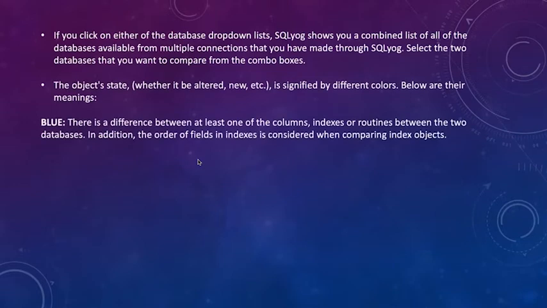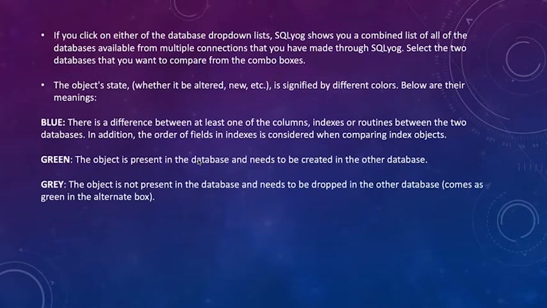Now, these are the options for blue, green, gray, and black. As I mentioned before, what is black and what is gray? It was something that is signified in the previous image. If there is a difference between at least one of the columns, then it's blue. If the object is present in the database and needs to be created in the other database, it's in green. If the object is not present in the database and needs to be dropped in the other database, it's in gray. And if there is no difference, then it's black.